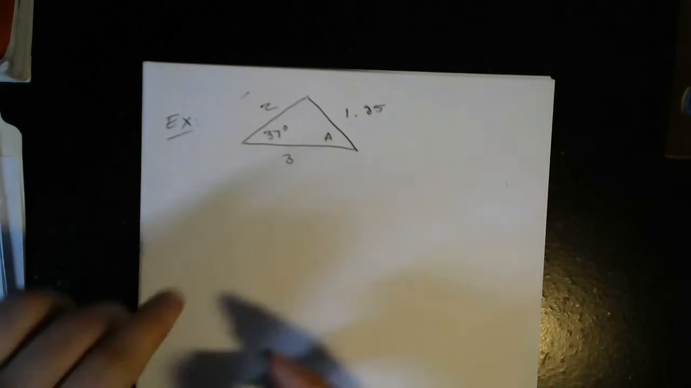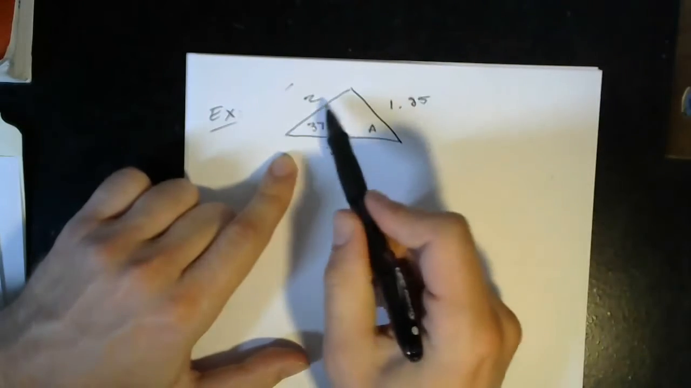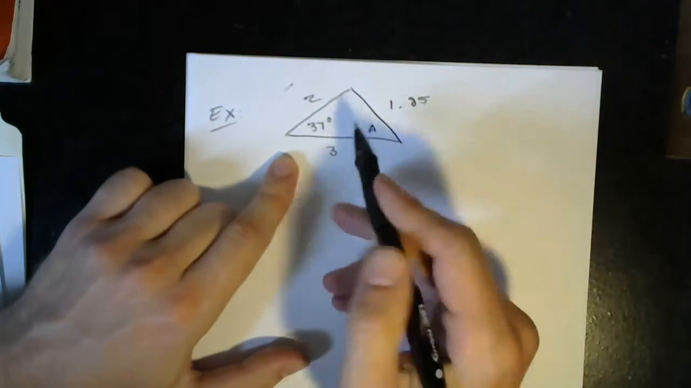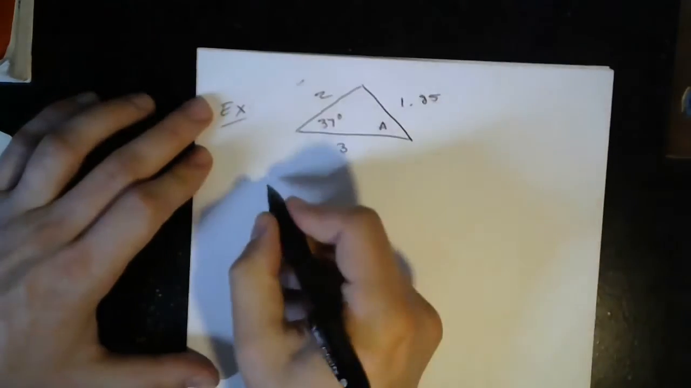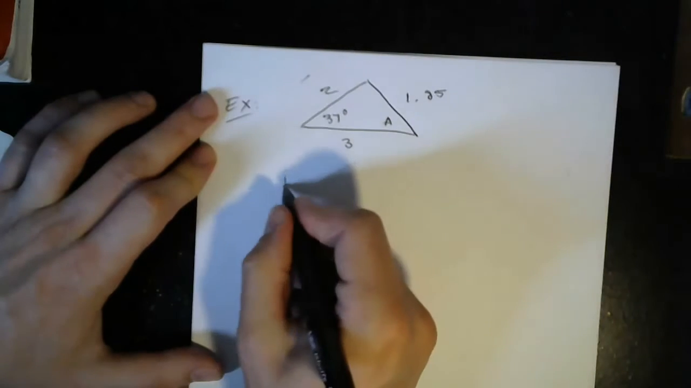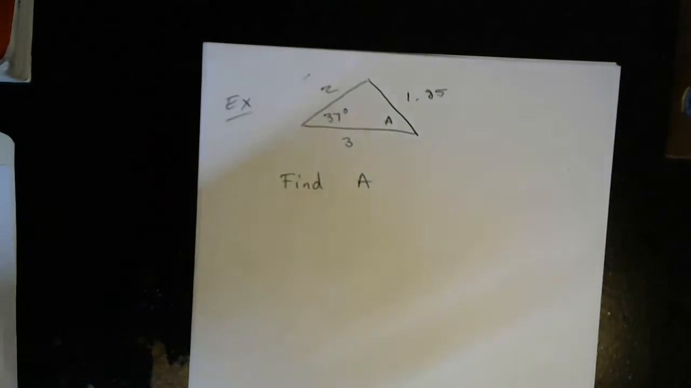So I've got this problem here. We have a general triangle. We have all three sides labeled. We have 37 degrees here, and then we have A. And what we want to do is find the value of A.